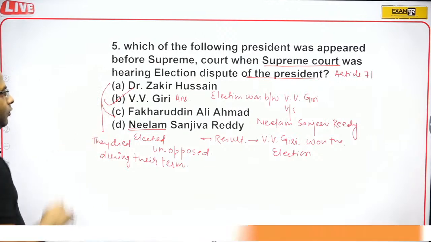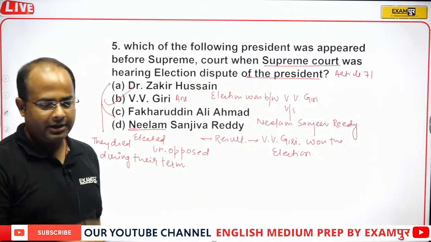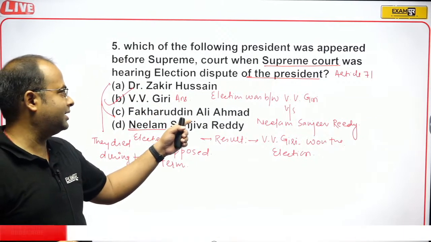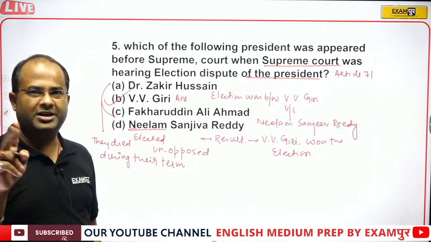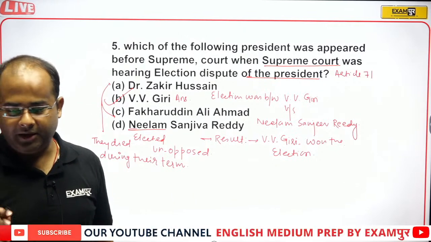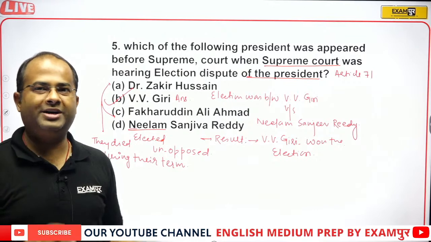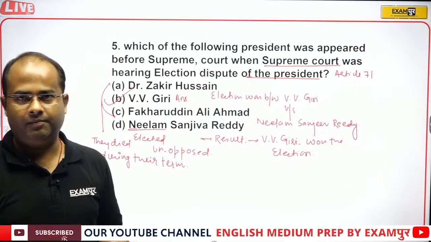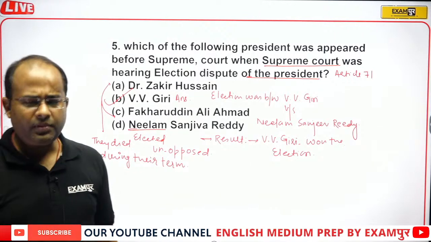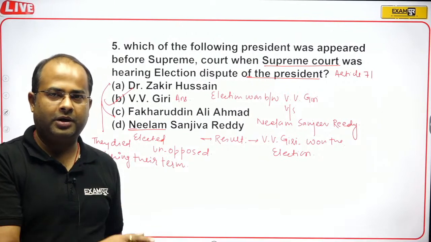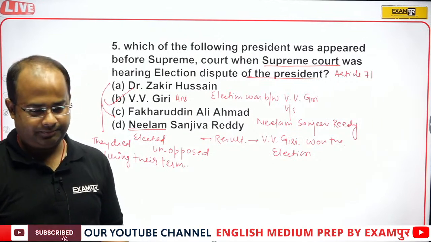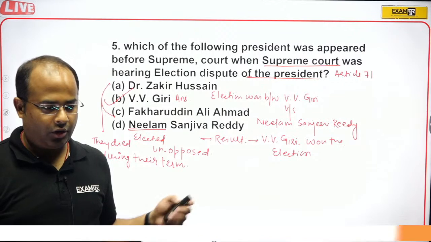So, the correct answer will be what? It will be option B, that is Varahagiri Venkatgiri. So his full name is Varahagiri Venkatgiri. Dr. Zakir Hussain Sahab and Fakhruddin Ali Ahmad are the two presidents of India who died during their term. So the correct answer will be V.V. Giri. I hope, my dear students, everyone has understood the story behind the scene. V.V. Giri also served as the vice president, acting president, then regular president of India. So the correct answer will be option B.